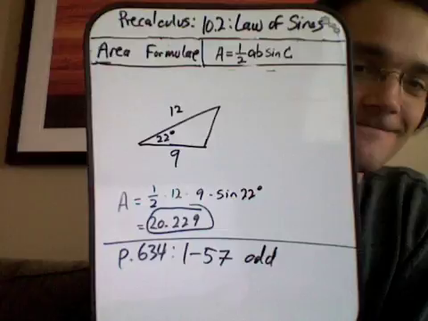For homework in this section, I'd like you to work on page 634, 1 through 57 odd. It's a lot, I know. It's going to take you a while to do, but the practice is going to help you to understand these things better. Good luck.